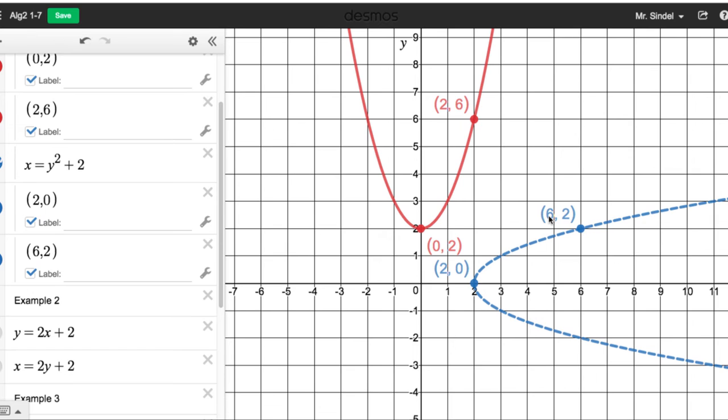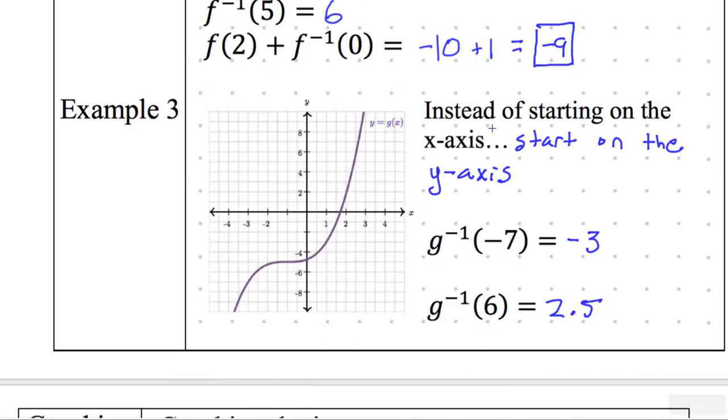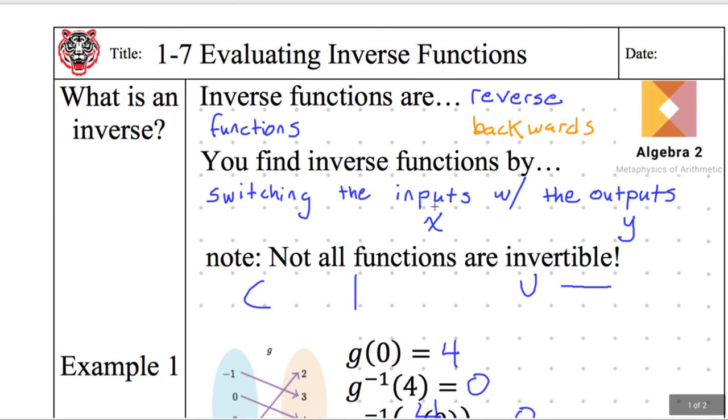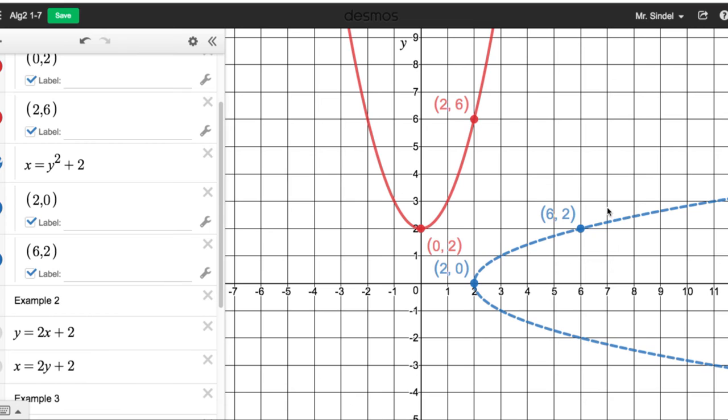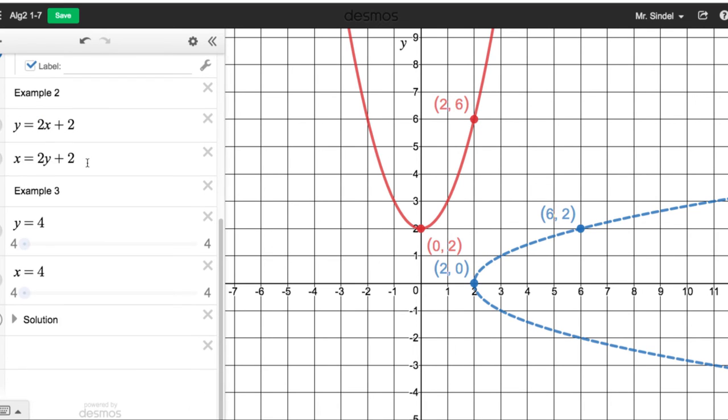The X and the Y change. And that's from our notes as well. Our notes at the very top, we said switching the X and the Y. That's how you find the inverse. And here is the shortcut. This is what you're going to write down in your notes. Look at this.